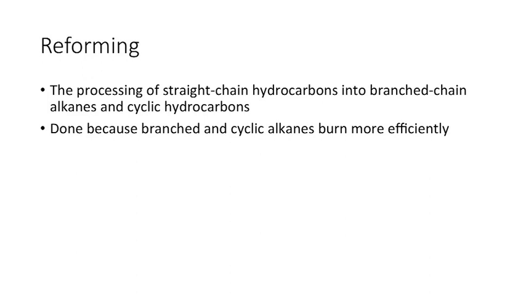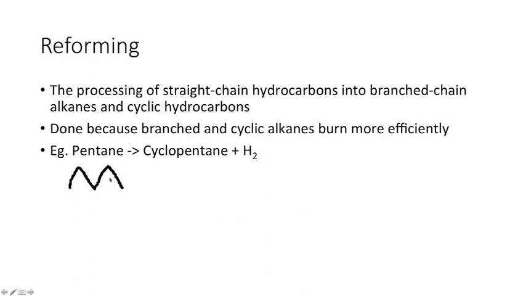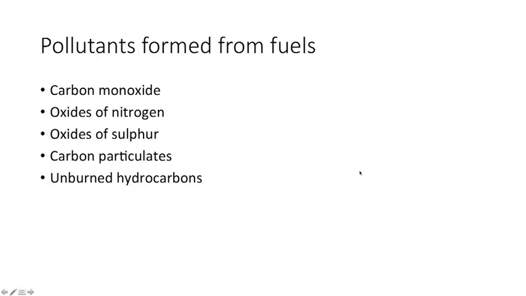An example of this would be pentane going to cyclopentane. Obviously, you're losing 2 hydrogens though. So, excuse my bad drawings. You've got pentane here, 1, 2, 3, 4, 5. And that will get us to cyclopentane. And then you've got your 2 hydrogens.